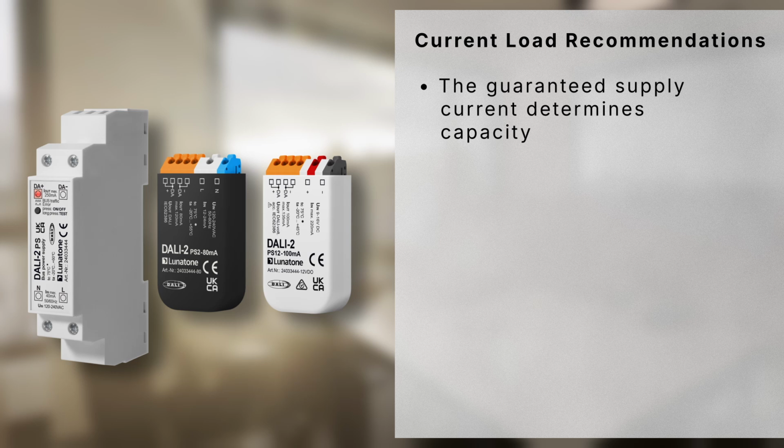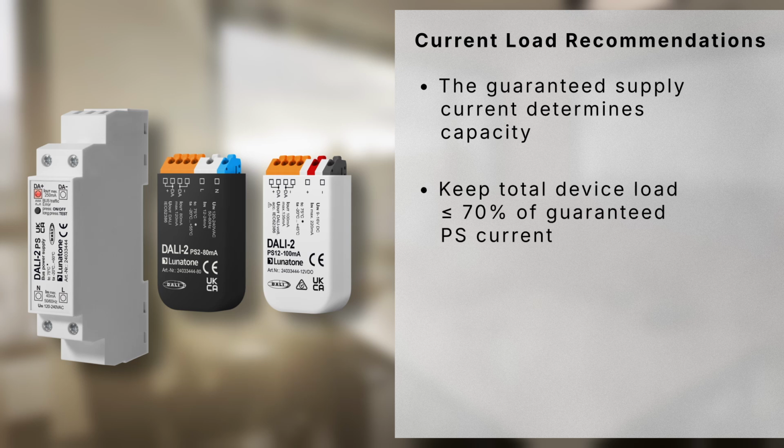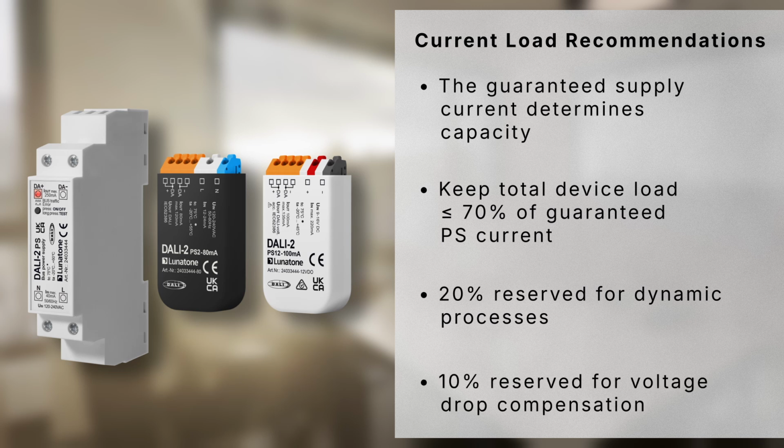It is critical to ensure that the total current draw of all connected devices does not exceed 70% of the guaranteed supply current. A 20% reserve is required for dynamic processes, for example, addressing, and an additional 10% should be reserved to account for voltage drops caused by long wire lengths and terminal points.